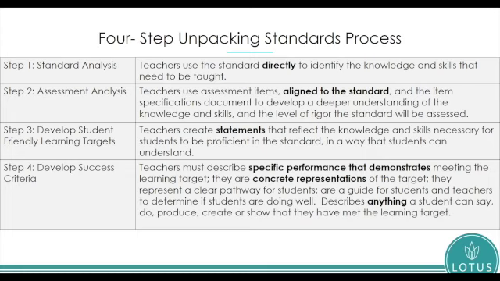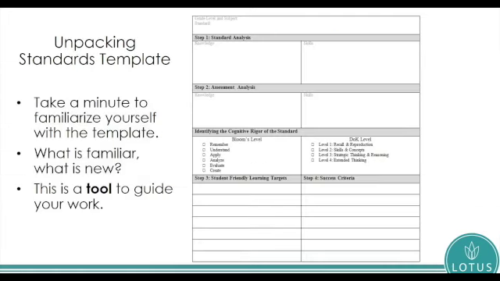Step 3 is developing student-friendly learning targets, which are really statements that are easy to understand and interpret by students, teachers, and parents that reflect the knowledge and skills. And the last step is developing success criteria, which are really concrete representations of students' demonstration of the learning target. It's really anything that a student can say, do, produce, or create to show you as the teacher and themselves that they've met the learning goal. So let's take each of these 4 steps separately.